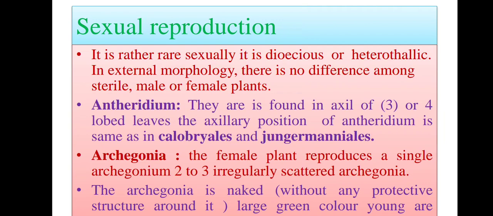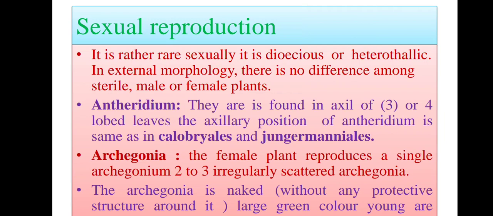Sexual reproduction is rather rare. Sexually it is dioecious. Dioecious means, as all of you know, that the male plant body and the female plant body are different, as well as the male plant body producing organ is on a different thallus. This is known as dioecious. Monoecious means the male reproductive plant body and female reproductive plant body develop on a single, individual thallus. This is known as monoecious.